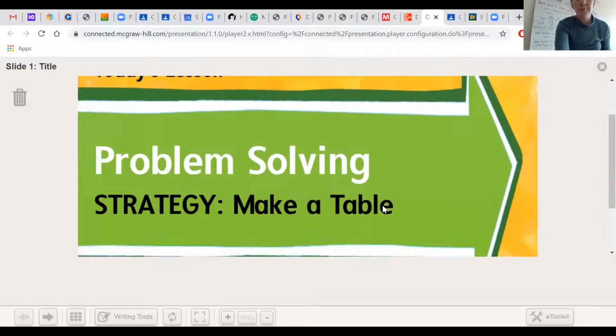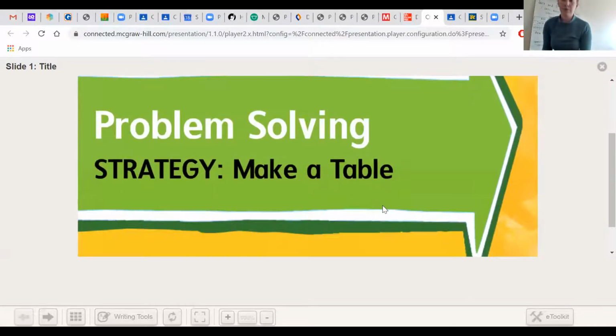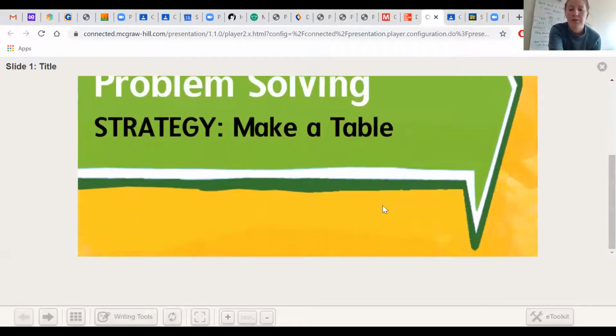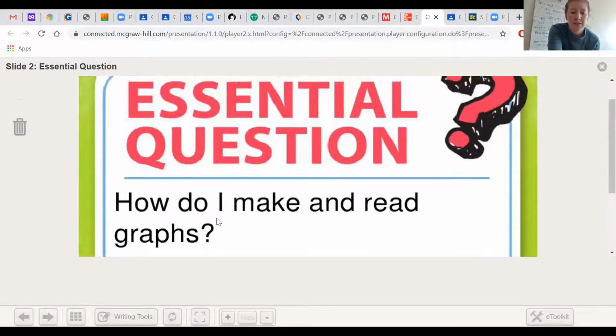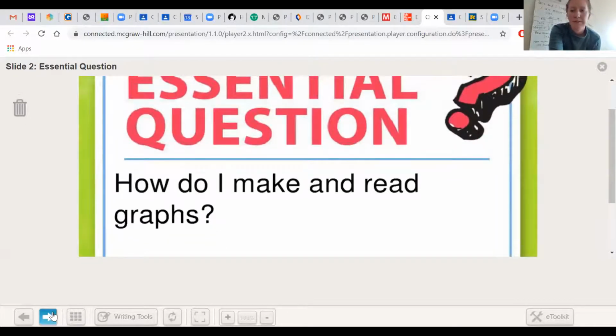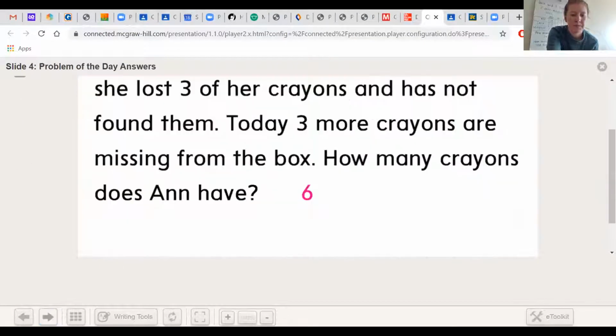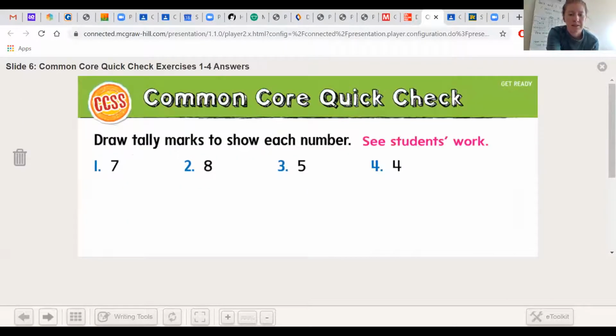All right, so we are making a table. We're going to hear a lot of different story problems today, and our job is to figure out how to turn those into a table. Our essential question is, how do I make and read graphs? We're going to skip this one. I did one with you. We're going to skip that.